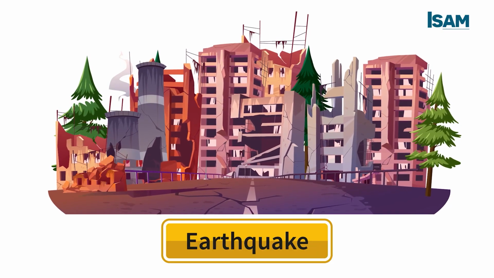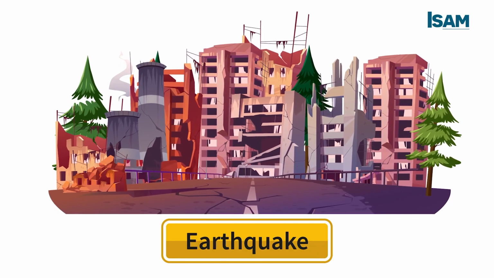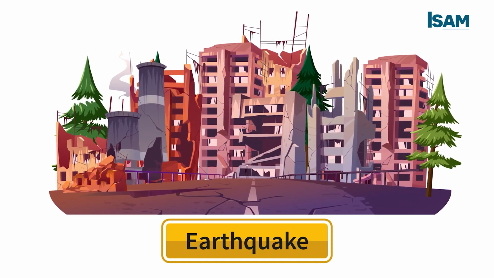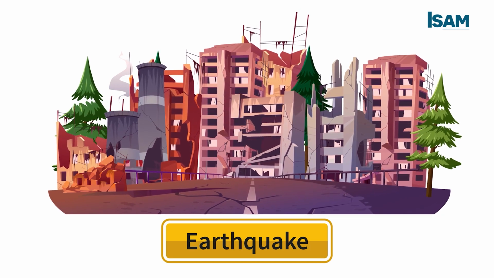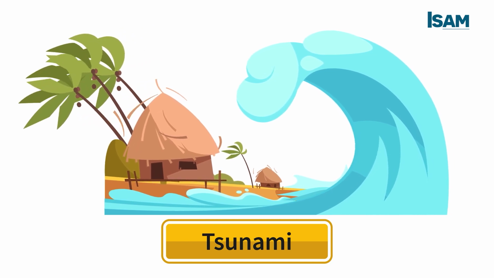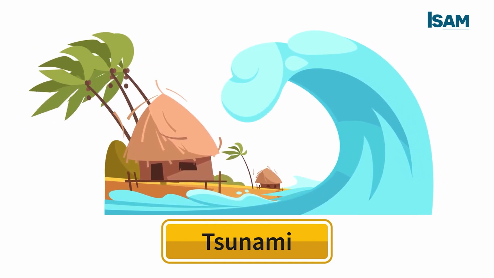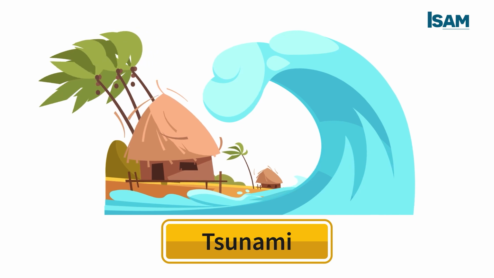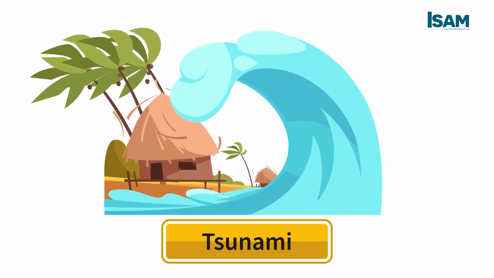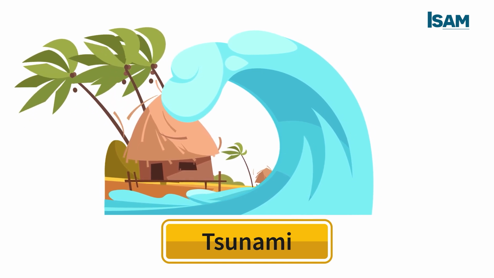In this opportunity, we are going to learn about natural disasters. Earthquake. In an earthquake, the ground shakes and cracks. Buildings that are not designed to survive earthquakes are often destroyed. Tsunami. In a tsunami, the water from the ocean comes in and covers the land. Tsunamis are caused by an earthquake in the middle of the ocean.